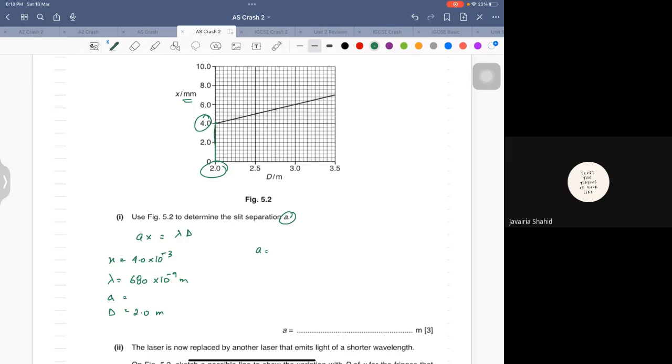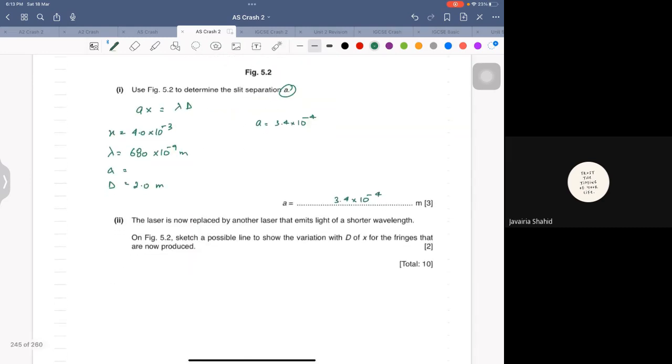Okay, yes. What did you guys get? So it's 3.4 × 10⁻⁴. Okay, 3.4 × 10⁻⁴ should be the answer. You can recheck as well, okay?